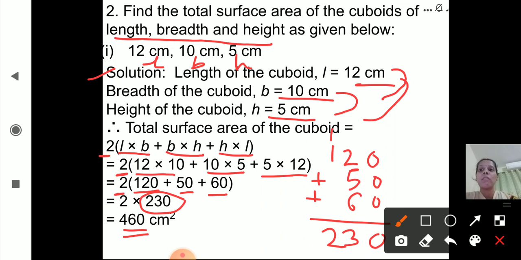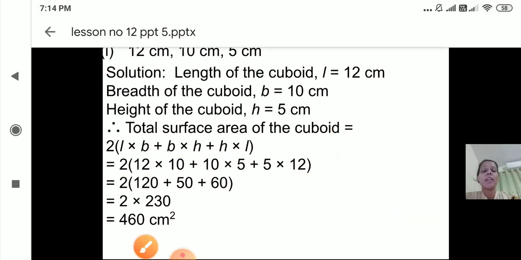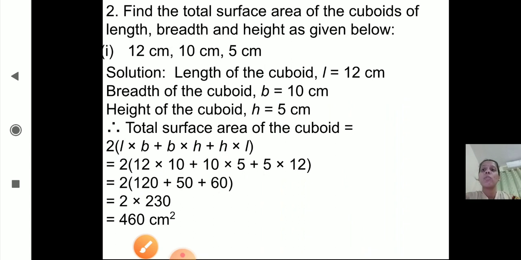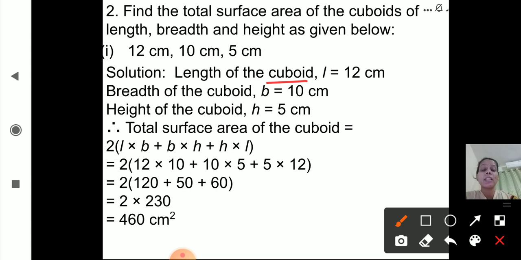Okay, hope you are clear with the first sum. Once again we will see. Length, breadth and height is given. We will find out total surface area of the cuboid. Okay. Don't get confused between cuboid and cube. Now here it is given cuboid. So don't use the formula 6 into L square. That is for cube. Okay.